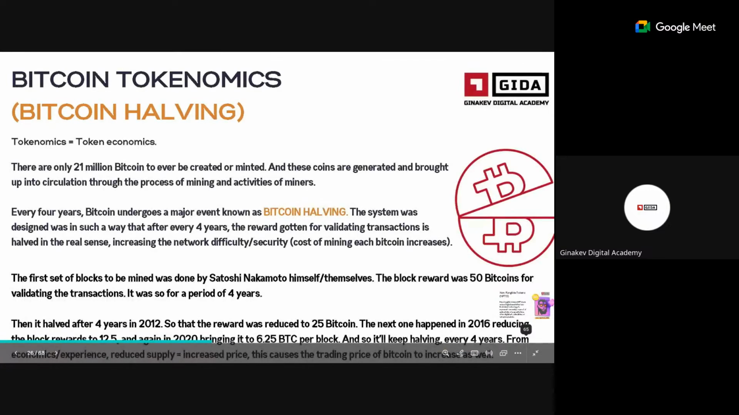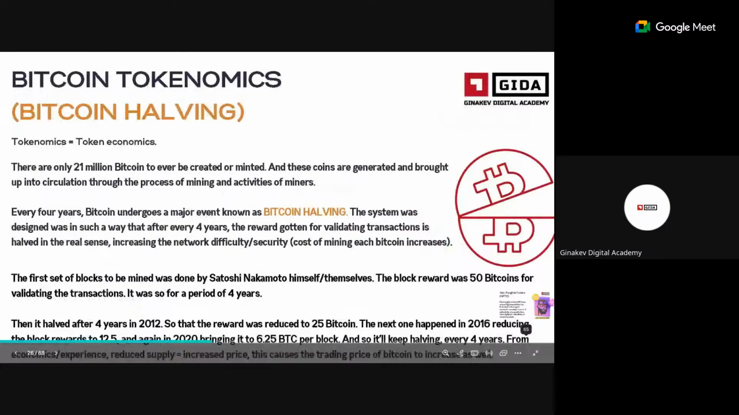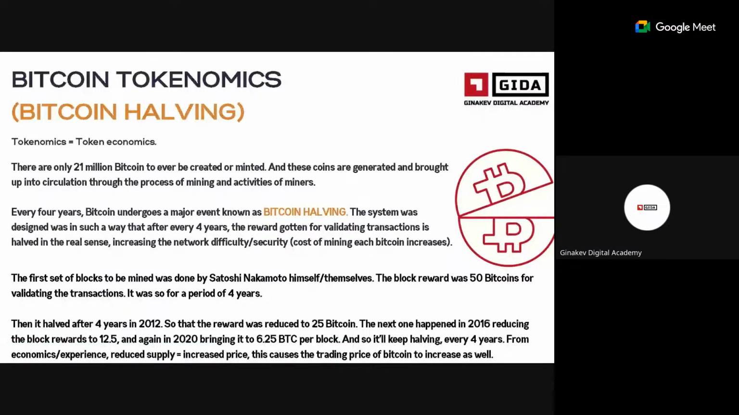So here is the Bitcoin tokenomics and Bitcoin halving. We are still on the proof of work consensus mechanism. We did not really dive so much into proof of stake. Now let me break something down. When we say tokenomics, it simply means token economics. You want to write that down. Tokenomics is gotten from token and economics. When you bring the two together, it is known as tokenomics.